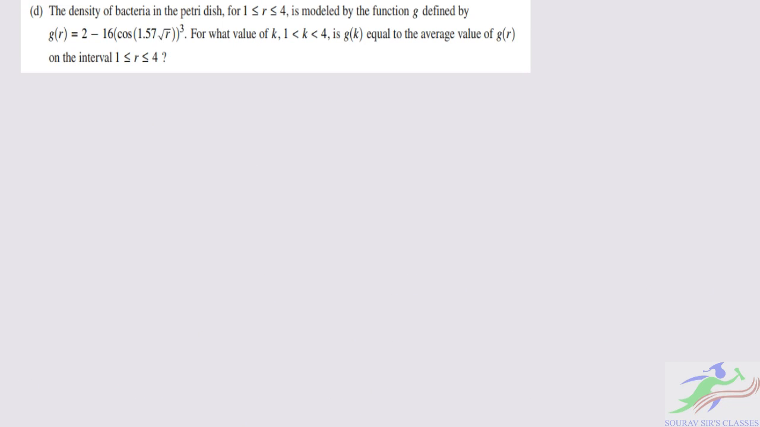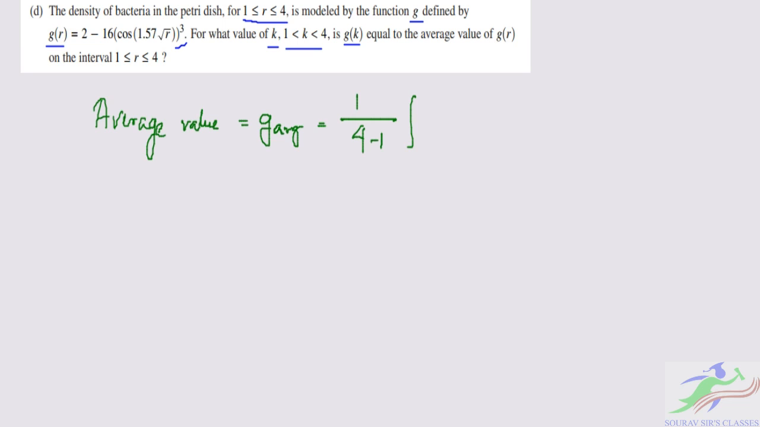In part D, the density of bacteria in the petri dish for this particular interval is modeled by a function g, defined by g of r equals 2 minus 16 cos of 1.57 root r over 3. You have to find for what value of k in the interval g of k is equal to the average value of g of r on the same interval, r greater than or equal to 1 and less than or equal to 4, right? For this we first have to find the average value, that is g average, which is 1 by 4 minus 1 times the integral from 1 to 4 of g of r dr. That is a definite integral.